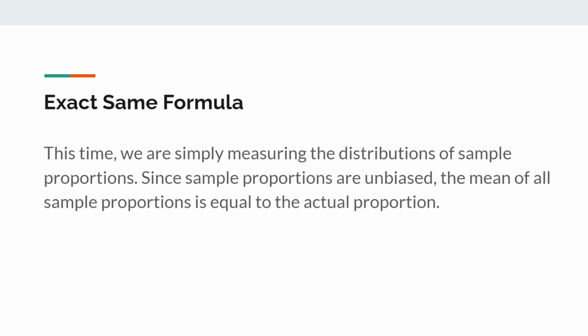Since sample proportions are unbiased, the mean of all sample proportions is equal to the actual proportion. So it's basically the same thing as the mean. The average of all the means is equal to the mean of the population. So it's the same thing, same concept.